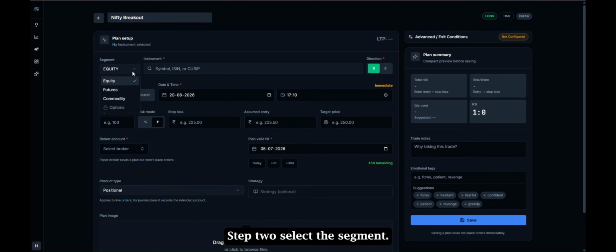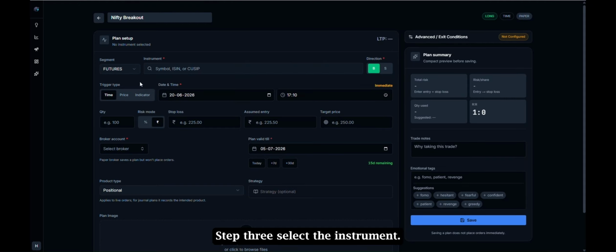Step 2. Select the segment. Next, choose the market segment. Qbar Trade supports multiple segments depending on your broker and trading style. For this demonstration, we'll select futures. Selecting the correct segment ensures that the planner applies the appropriate calculations and product settings for that market.